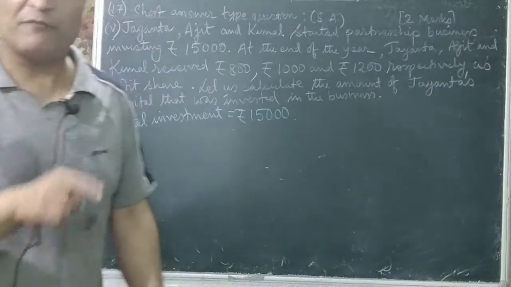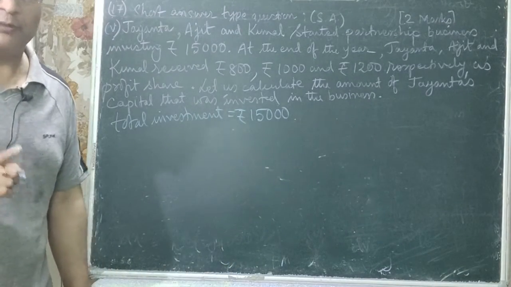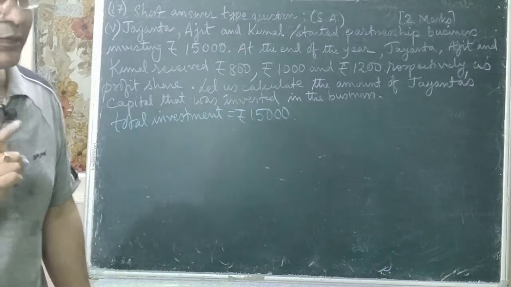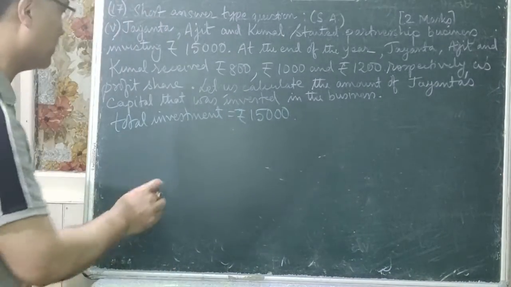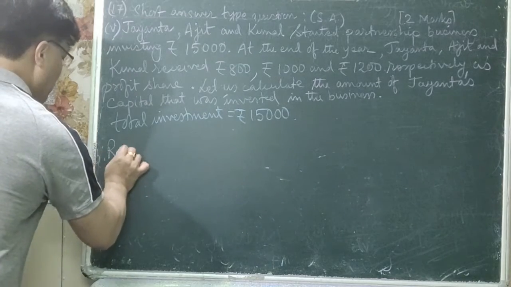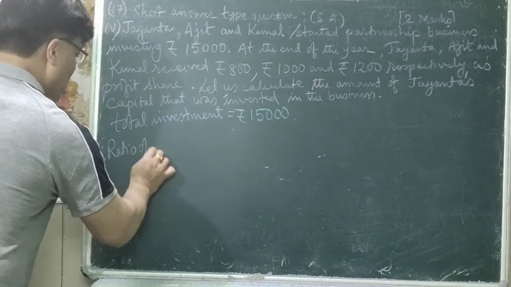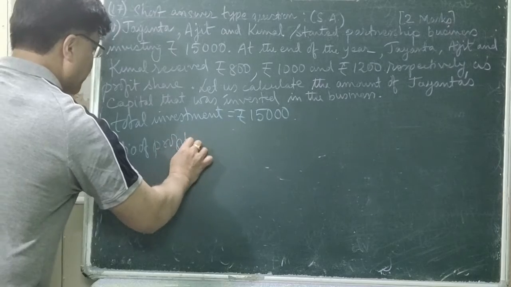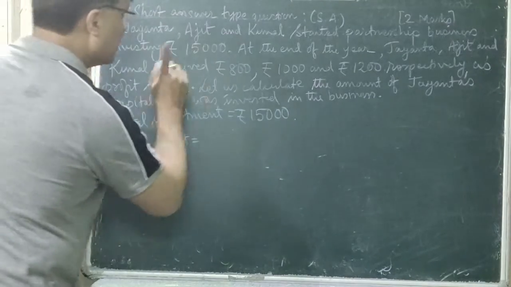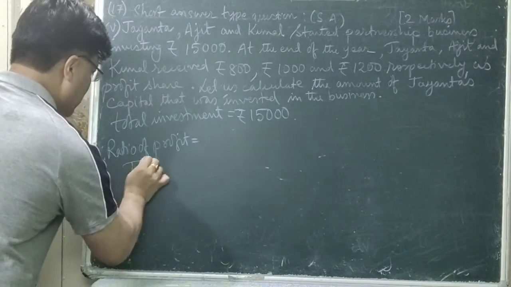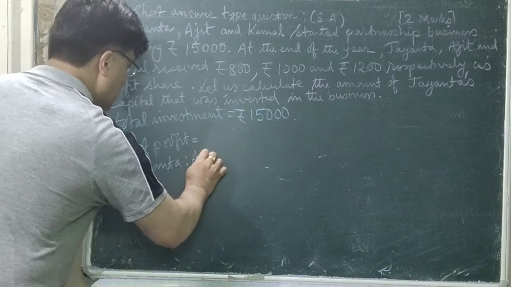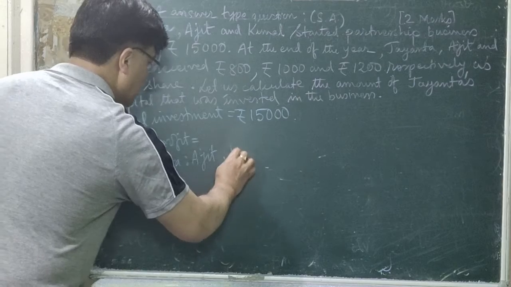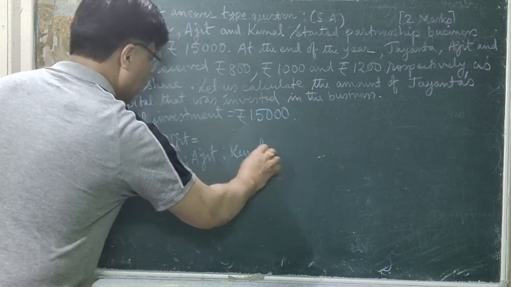The ratio of profit, what is it? Ratio of capital. Because you know that I already told you that the ratio of capitals is equal to the ratio of profit. Okay, so therefore the ratio of profit is equal to, first is Jayanta is to Ajit is to Kunal, right?